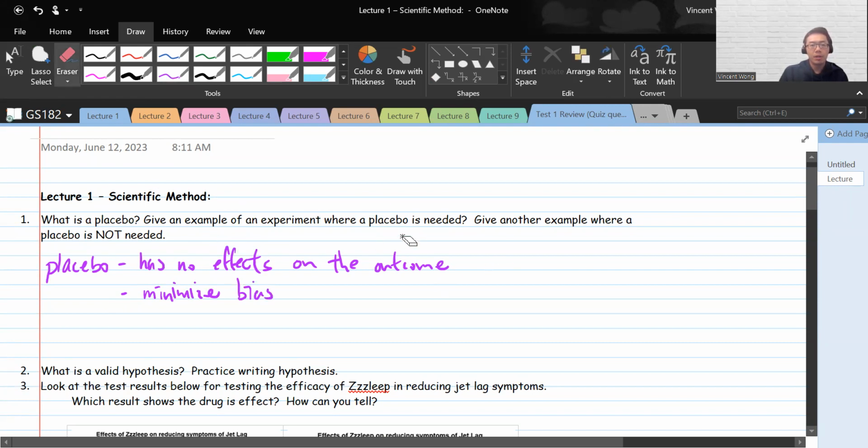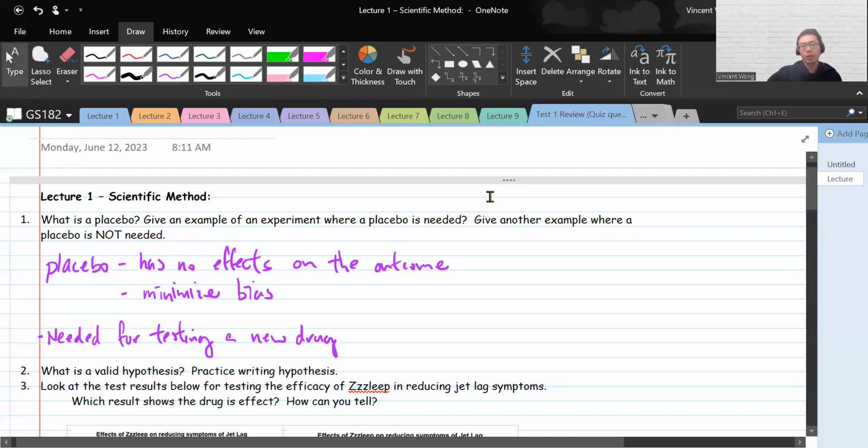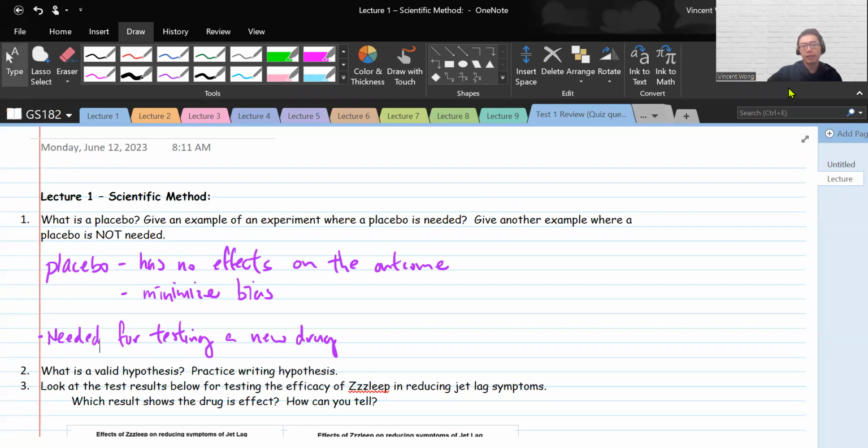So an example of where you need a placebo is when you are dealing with human subjects. Okay, so needed for testing a new drug. Right, so you would have three groups. You have the control group, you have the treatment group, and then you have the placebo group. Okay, control group receives nothing. The treated group receives the experimental drug, and the placebo is going to receive a dummy drug.